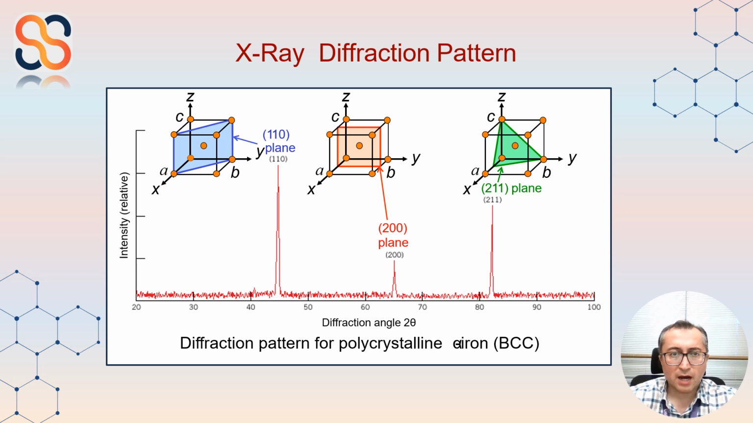Next, we have the peak of 200 plane. Similar to the previous peak, its intensity and location are essential for understanding how atoms are packed in this direction. Finally, we see the peak corresponding to the 211 plane. Each of these peaks gives us insights into the crystal structure of alpha iron and helps us determine interplanar spacing and other structural characteristics. By analyzing the positions and intensities of these peaks in the diffraction pattern, we can deduce important information about the material's crystal structure and how the atoms are organized. This technique is fundamental in material science and helps to understand the properties of various metals, alloys, and other types of materials.